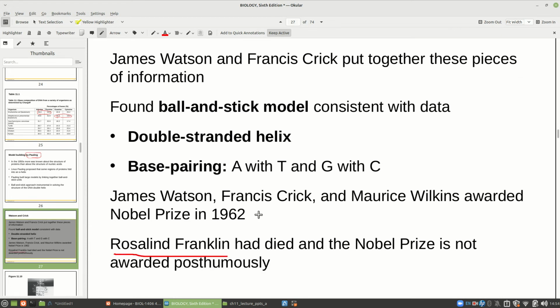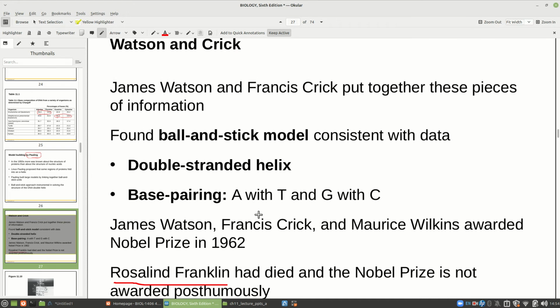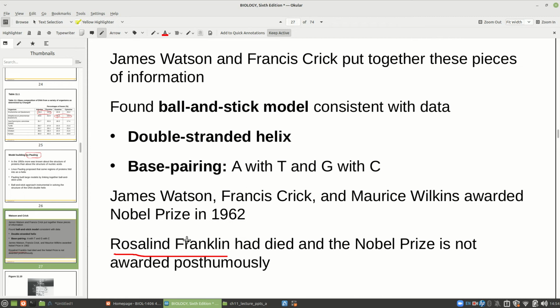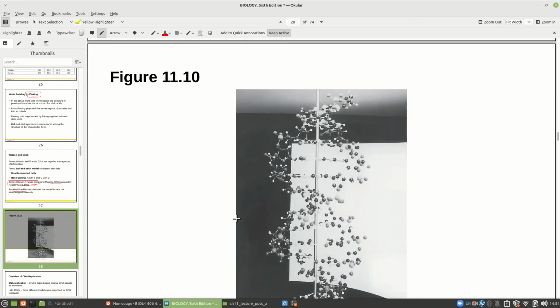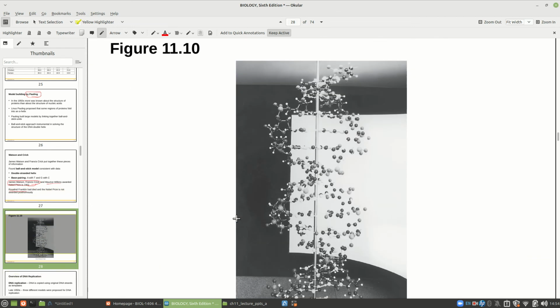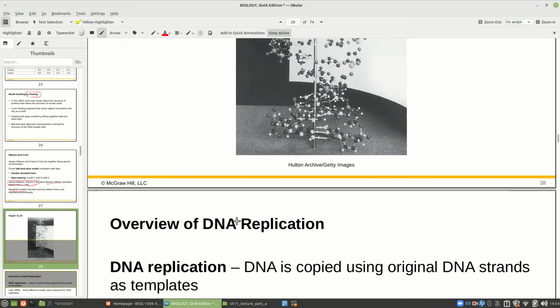And Rosalind Franklin also was involved. Let's see. So it really should be the three of them, or if you include Maurice Wilkins, there should be four of them. But these are the two guys that are famous for discovering the double helix structure of DNA and why it was so important. Right here is their first model. This is what they said it looked like.